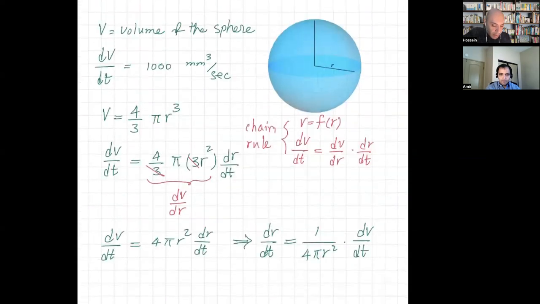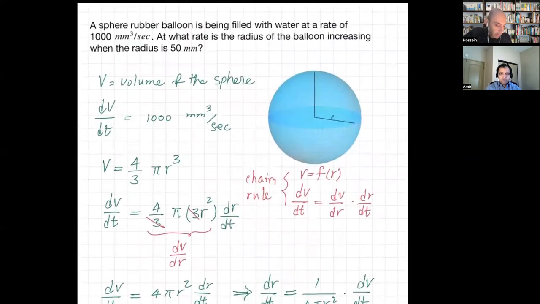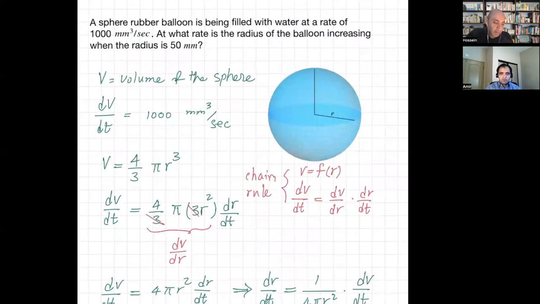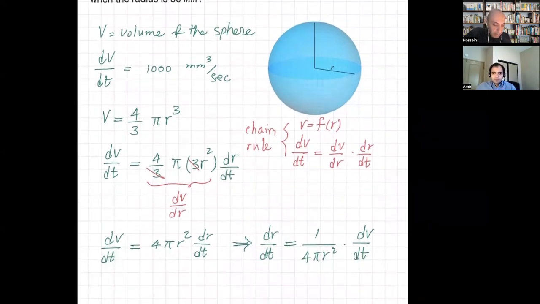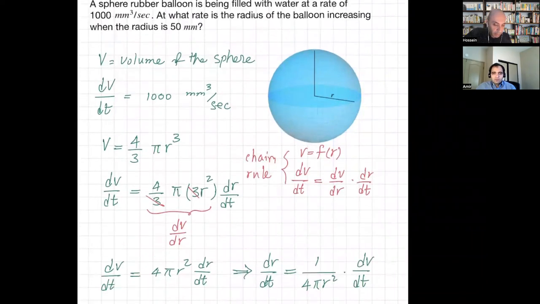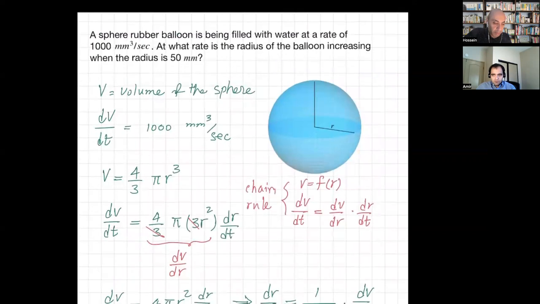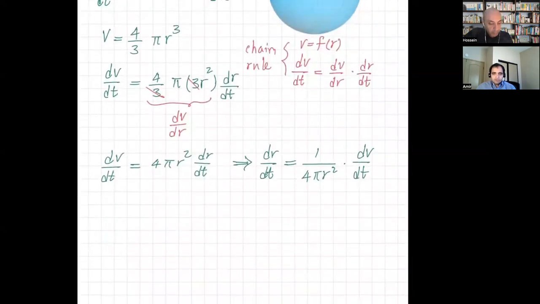Correct. Now I have dV over dt here. It's given as 1000 cubic millimeters per second. And then r, the radius at the time that we want to calculate the rate of change, is 50 millimeters. It's also given in the problem. So I'm going to plug in those numbers. dr over dt equals 1 over 4 pi times 50 millimeters squared, times 1000, which is the value of dV over dt, in cubic millimeters per second.